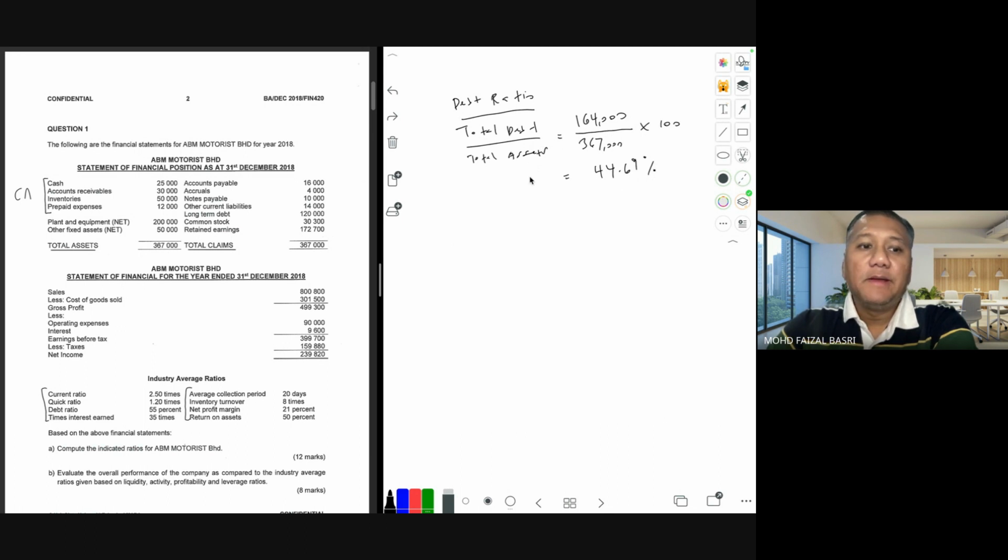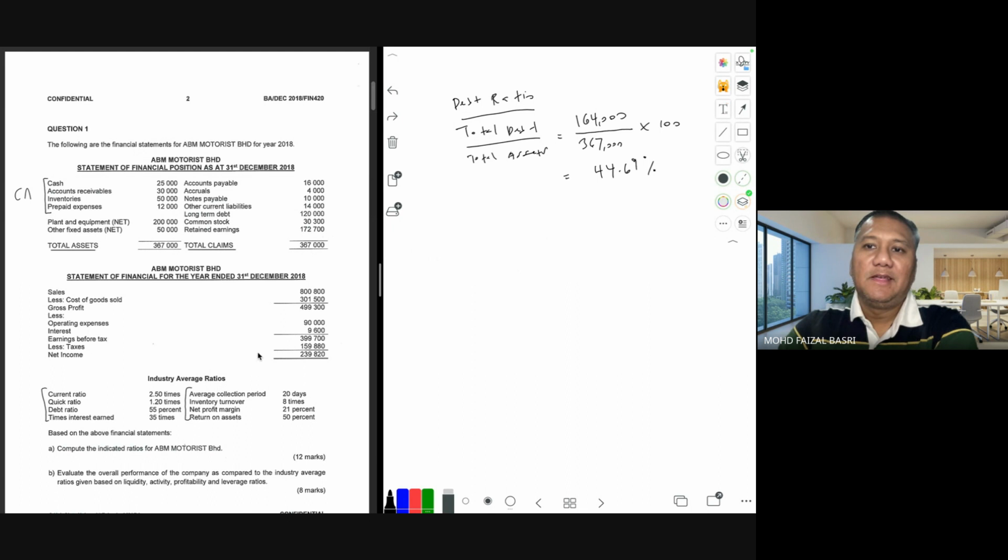Okay, so in comparison, the industry average debt ratio is 55%. So obviously the debt ratio of ABM Motors is lower. You can say that ABM Motors' debt ratio is better because for this ratio, the lower the better. So we can say the ABM Motors debt ratio is better than the industry average, which indicates that the company has less reliance on debt. It doesn't depend on debt very much as compared to the industry average.